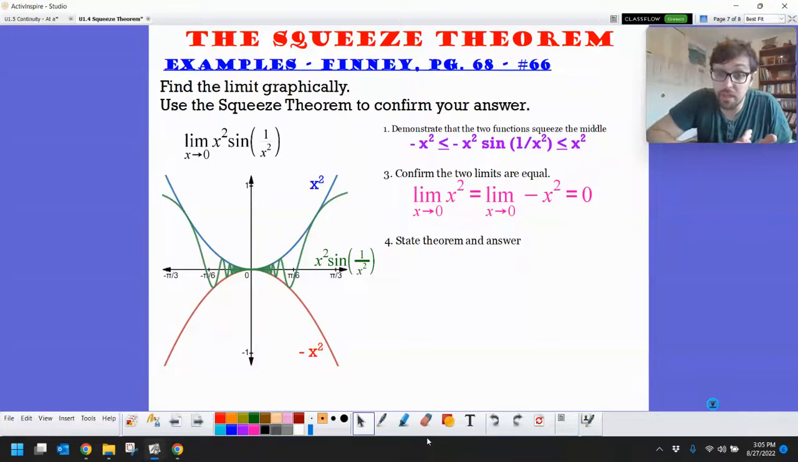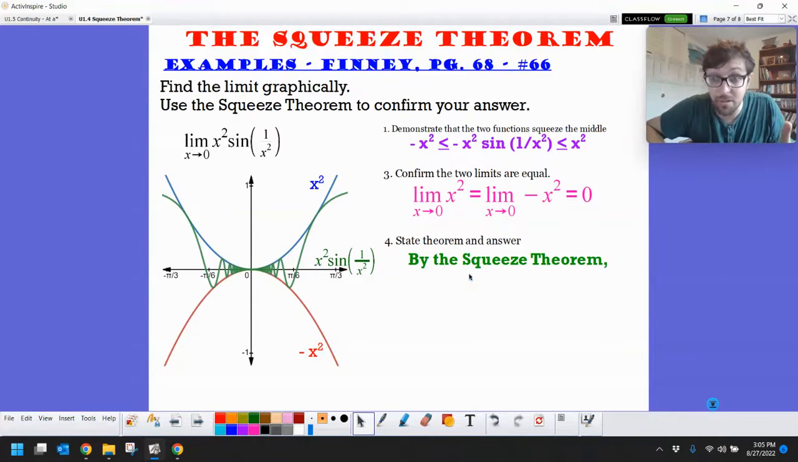We've demonstrated our squeeze, we've checked our two limits, we've confirmed that they're equal, we have met the criteria for the squeeze theorem, and now we are able to state, hey, we can use the squeeze theorem. By the squeeze theorem, state your theorem, we can say that the limit of this function that we couldn't figure out has to be 0. Thanks, squeeze theorem.